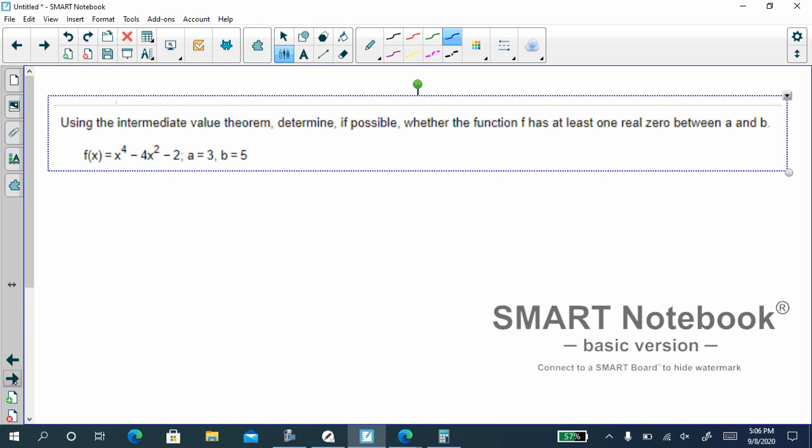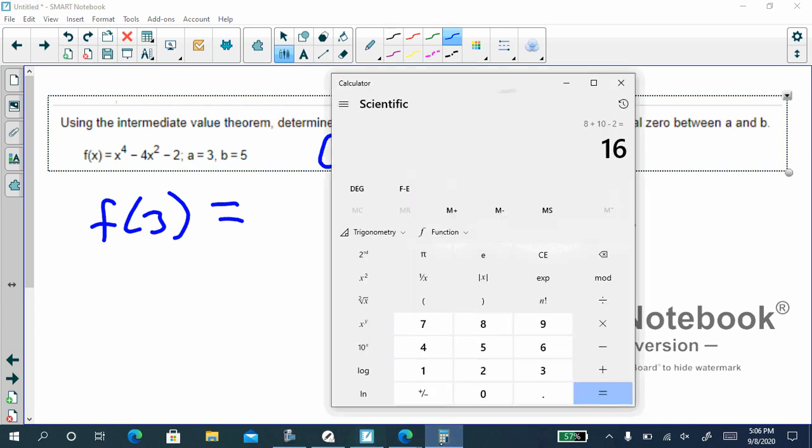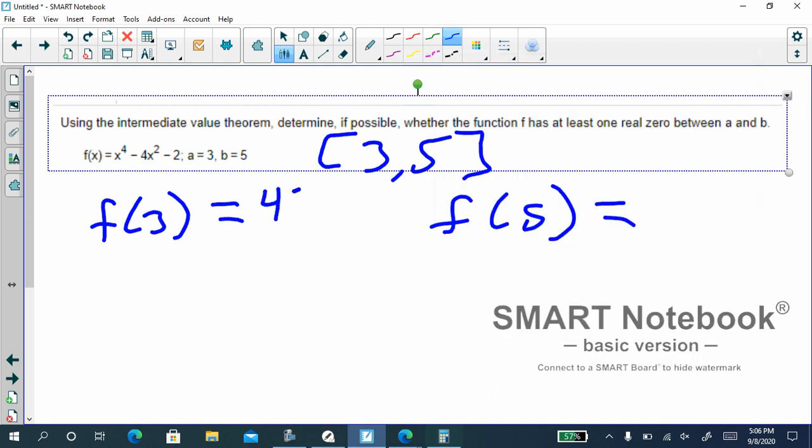Now let's look at this one. This interval is going from 3 to 5. So if we plug in a 3, we want to see what we get, and then if we plug in a 5, let's see what we get. Just real quickly, if we put a 3 in, 3 to the 4th is 81, minus 4 times 3 squared, minus 2, so that's 43.